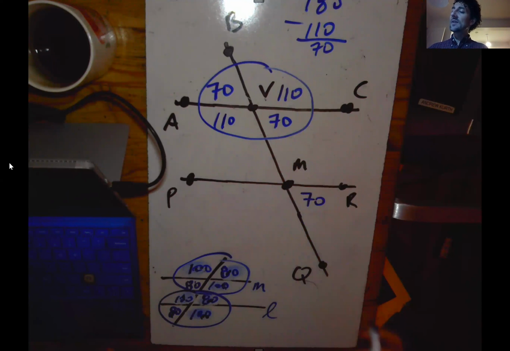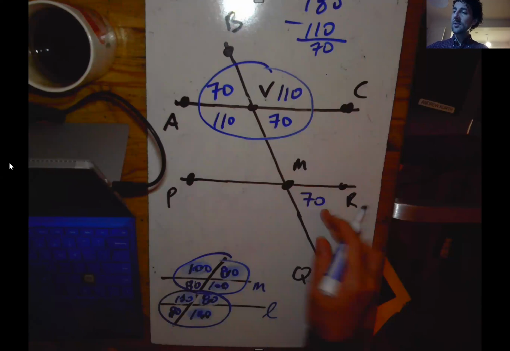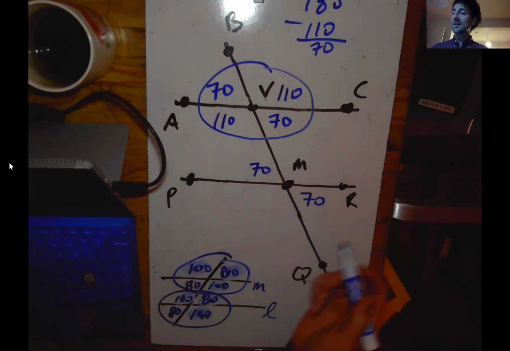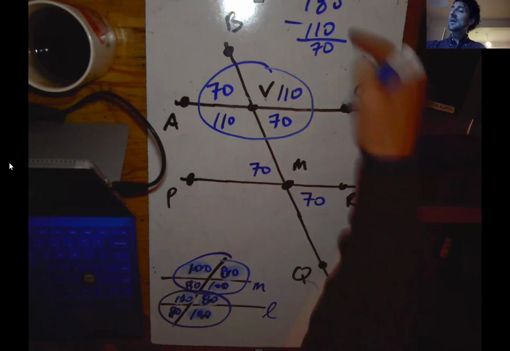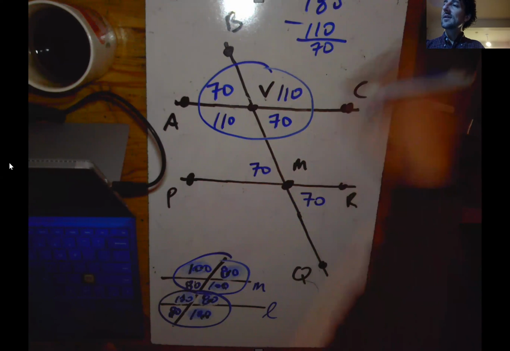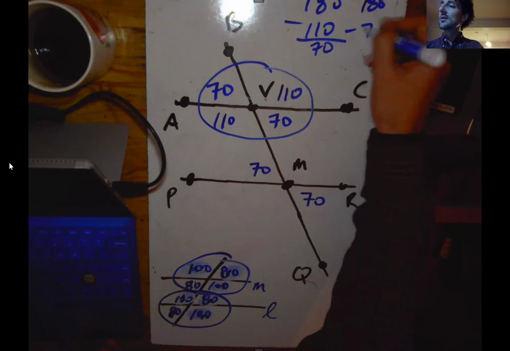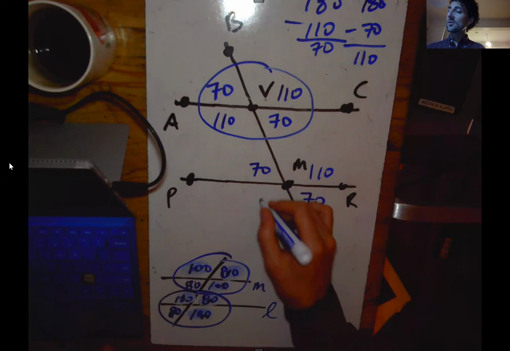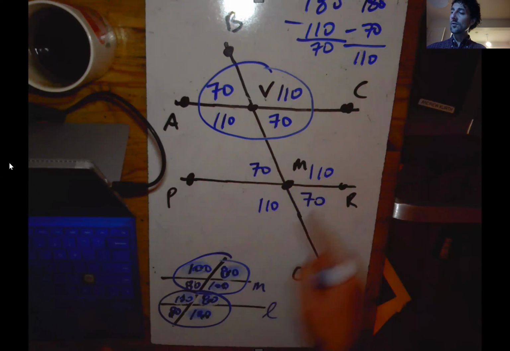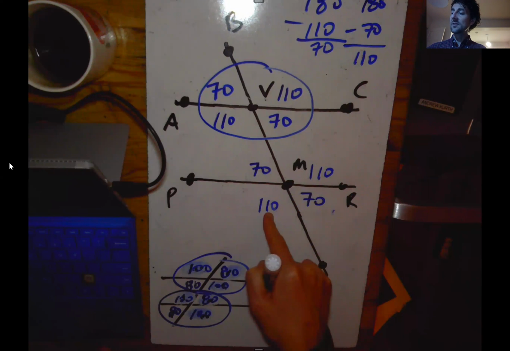Now to the next intersection. So here I see 70 degrees. Well, I can go vertical, 70 degrees. Okay, well, it's looking like there's a pattern here. I can subtract 70 from 180 and get 110 here, and then 110 here. Either vertical or linear pair will give me the answer.